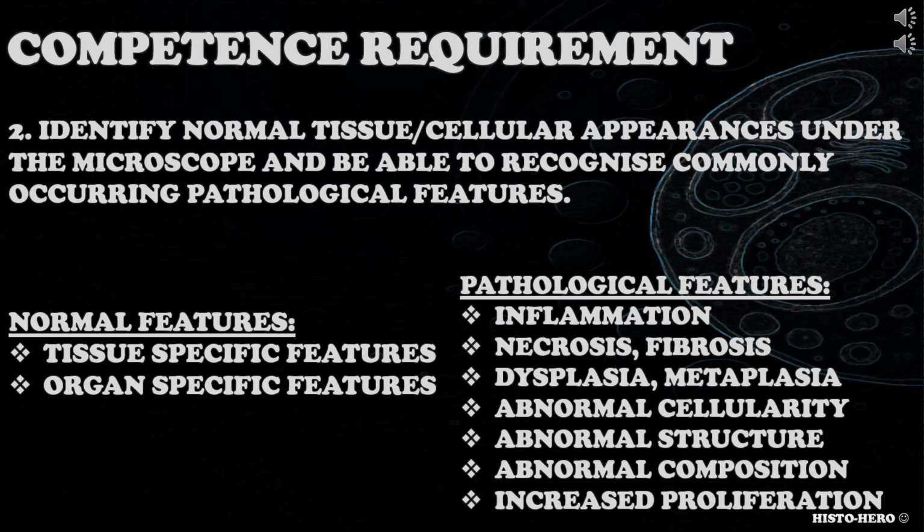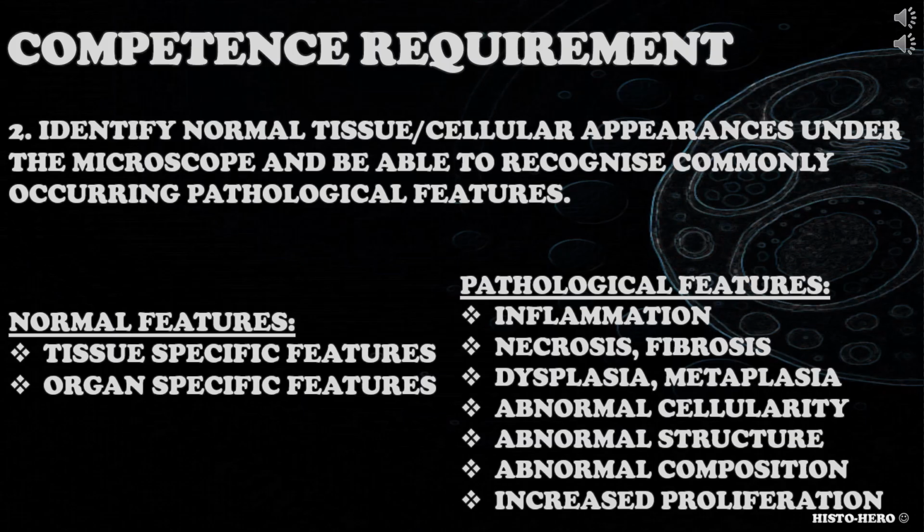When addressing this competence requirement, candidate could consider tissue-specific features like epithelial versus connective versus muscle versus nervous, organ-specific features like kidney and presence of gloms, liver and presence of lobules, portal triad and central vein, thyroid and presence of colloid, lung and presence of alveoli, breast and presence of ducts and lobules and so on.